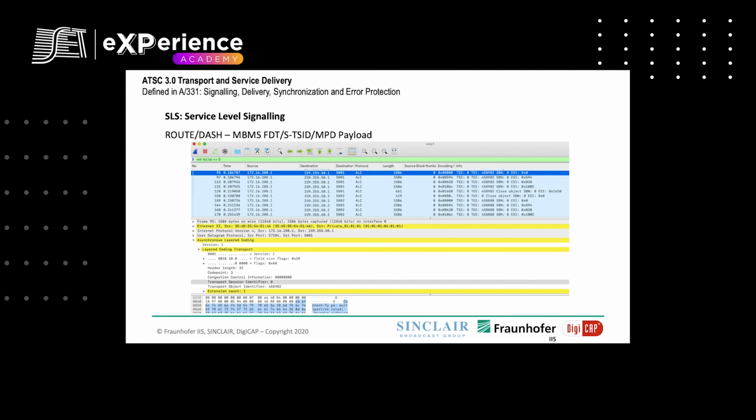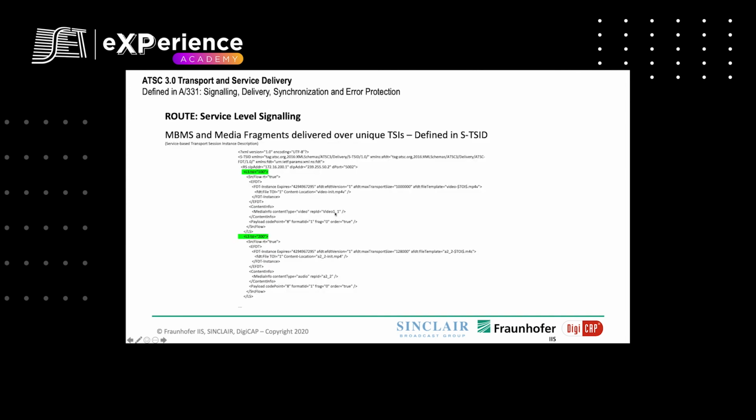Now, since ATSC 3.0 is built on IP multicast, we can use common tools like Wireshark to decode and understand what the transmission looks like. In this example, I'm looking at an ALC flow of a ROUTE/DASH service, and specifically I filtered it down to what's called a transport stream identifier of 0. TSI 0 is important because it contains the MBMS signaling, or service level signaling information, which allows the receiver to properly understand the ROUTE emission and decode the services.